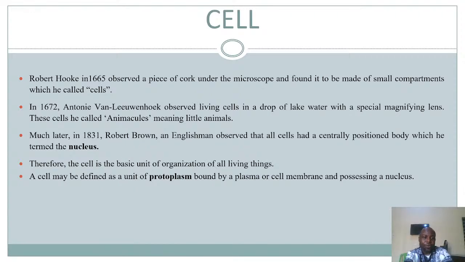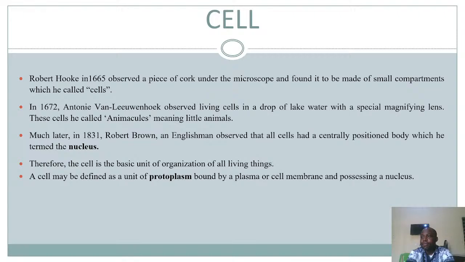Much later in 1831, Robert Brown, an Englishman, observed that all cells had a centrally positioned body, which he termed the nucleus. You see, we're advancing. Now we know there is something called cell, and as more observations and better magnification come up, more studies are beginning to emerge. We're now seeing that inside those cells, all of them have this central body that is common and unique to all of them, and he called that body the nucleus. Which means cells possess a nucleus. And so you will now agree that the cell is the basic unit of organization of all living things.